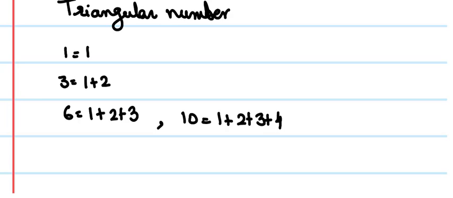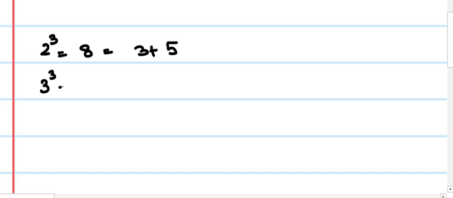Again, if you see another pattern, if you take 2 cube, which is equal to 8, and 8 is equal to how much? 3 plus 5. The next number, 3 cube, is equal to 27. My first number will be 7 plus 9 plus 11. All the odd numbers are coming.